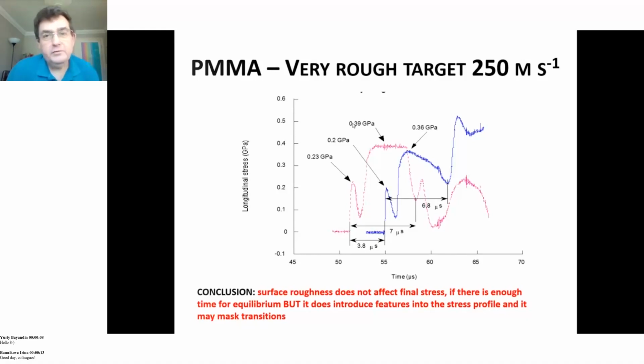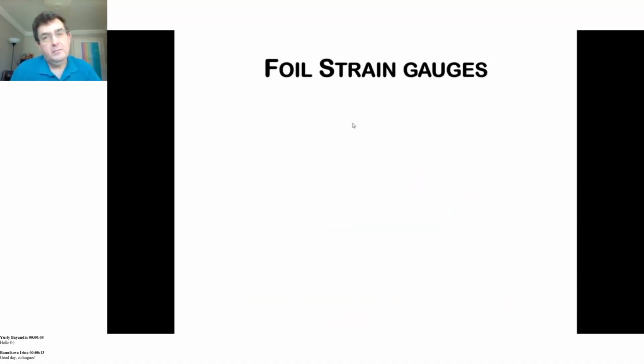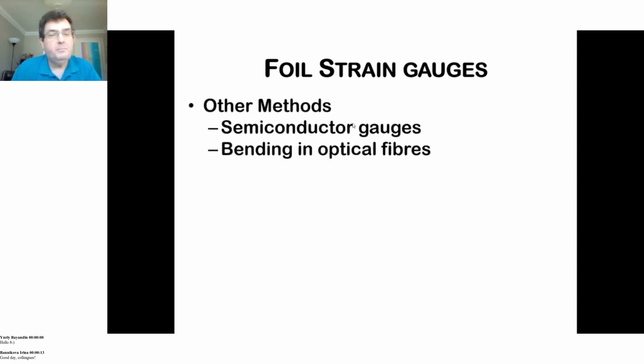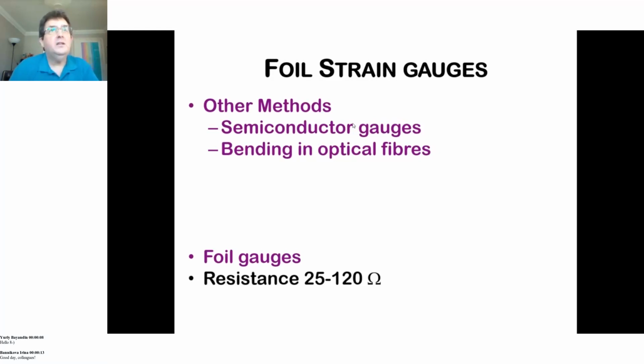Right. Foil strain gauges are not so commonly used in shock waves, but very often used in dynamic experiments. You can have semiconductor gauges, you can look at bending in optical fibers. These are all techniques that have become very well established. You can have foil gauges, which I've used quite extensively. And again, these are electrical gauges. They change their resistance with length, and you can buy them at a range of initial resistances and match them to your experiment.